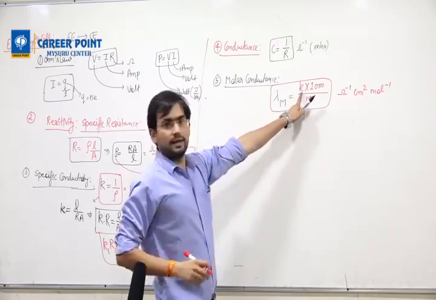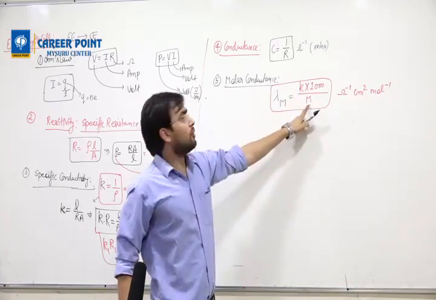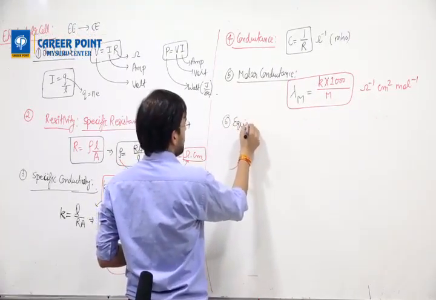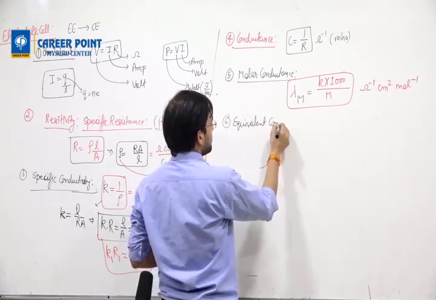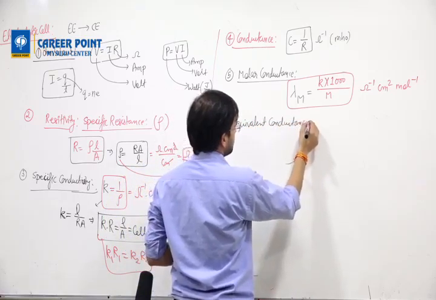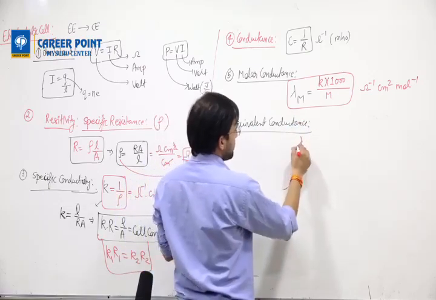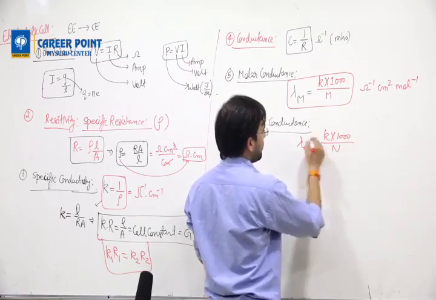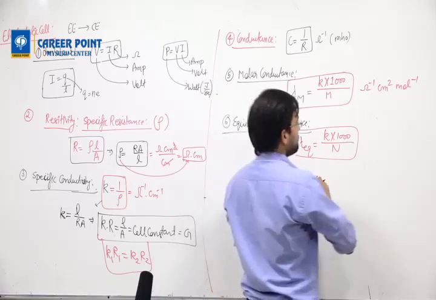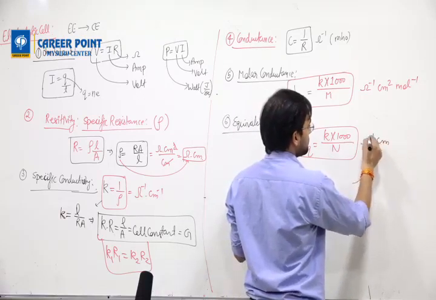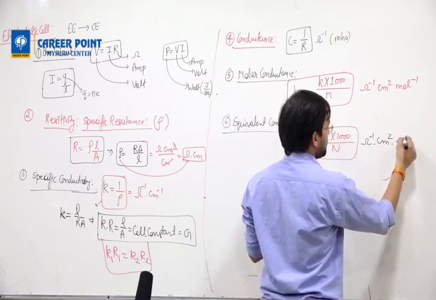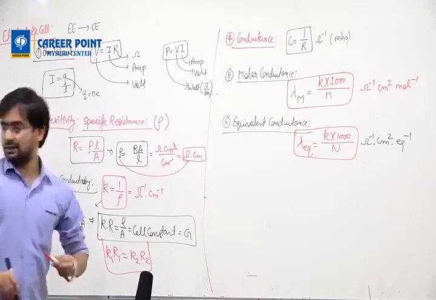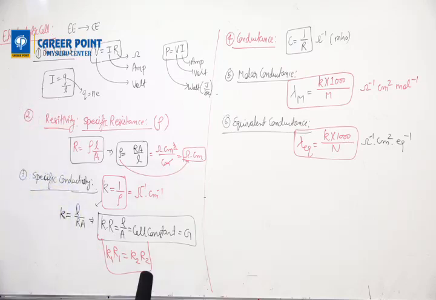What is K? K is conductance. What is M? M is molarity. This is molar conductance. Then sixth we have equivalent conductance. This is denoted by lambda EQ, calculated by K into 1000 by normality. Its unit becomes ohm inverse centimeter square equivalent inverse. This is equivalent conductance.